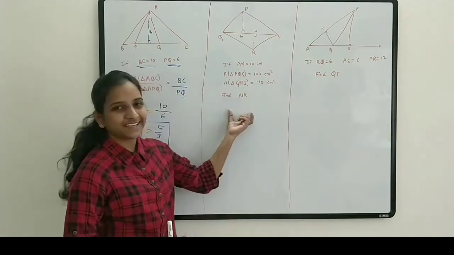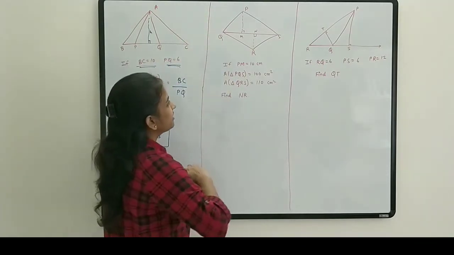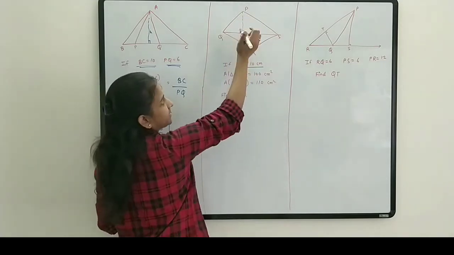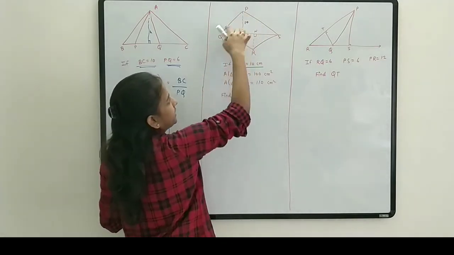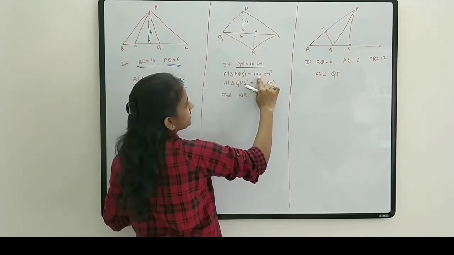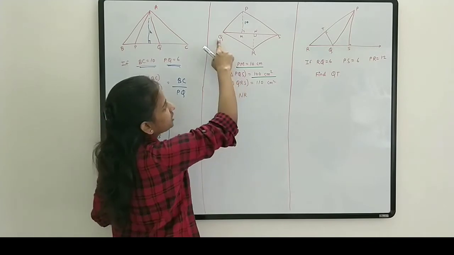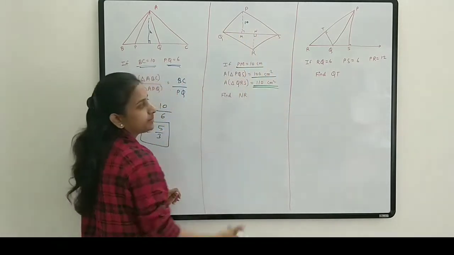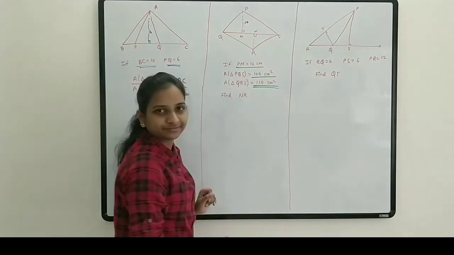Now let's solve this example. This is the figure. Then what is given? PM is equal to 10 centimeter, this height is given. The area of triangle PQS is 100 centimeter square, and the area of triangle QRS is 110 centimeter square. Then we have to find this height NR.